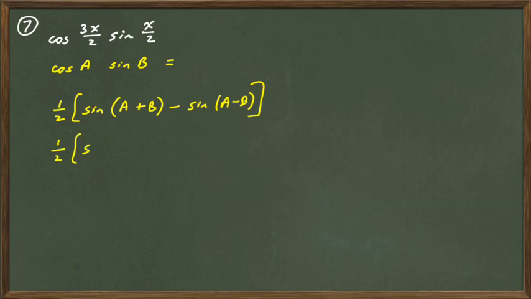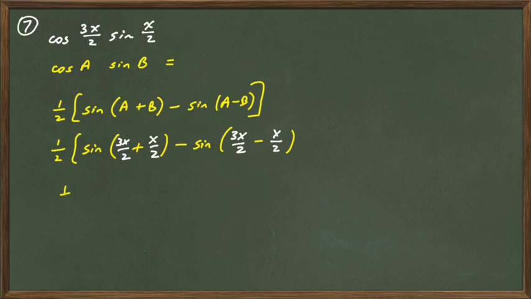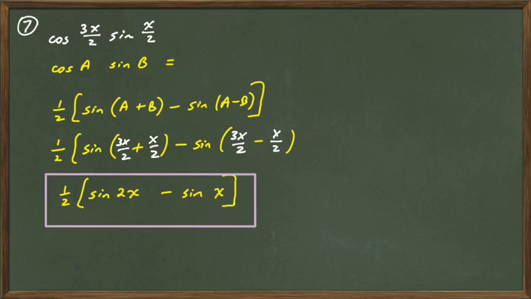Now I'm just going to fill into my values A and B. Well, what's A? 3x over 2. What's B? X over 2. So 3x over 2 and x over 2. So what is this? Sine of 4x over 2? 4x over 2 could be called 2x, right? Minus 3/2 x minus 1/2 x is 2/2 x, or just 1x. And I believe they'd leave their answer like this.